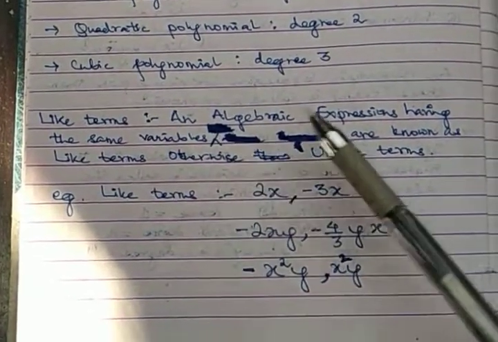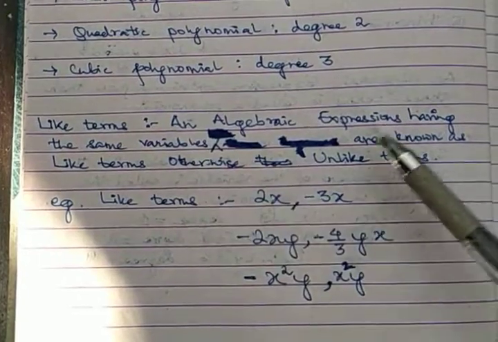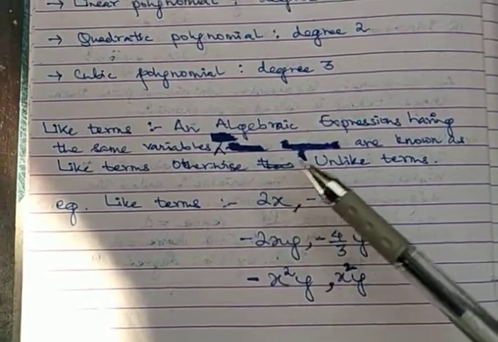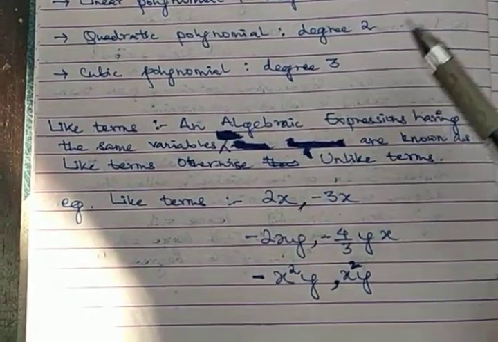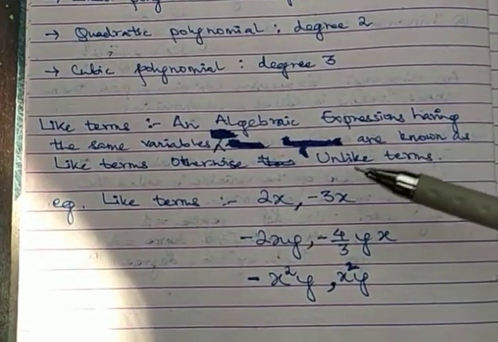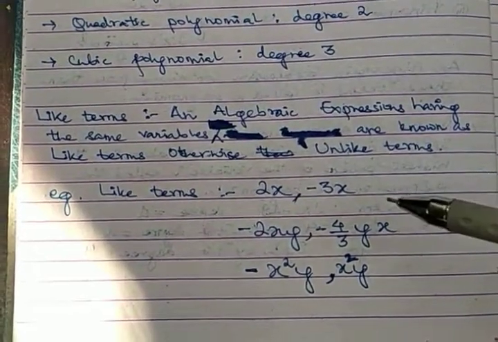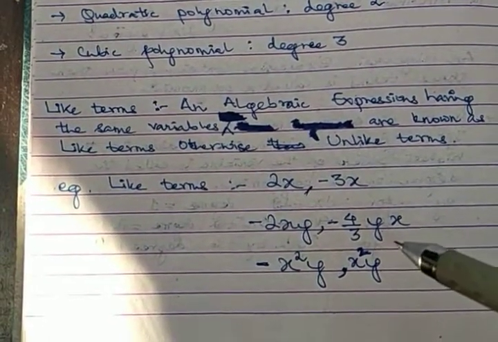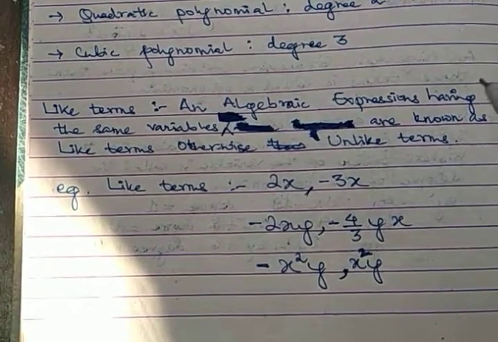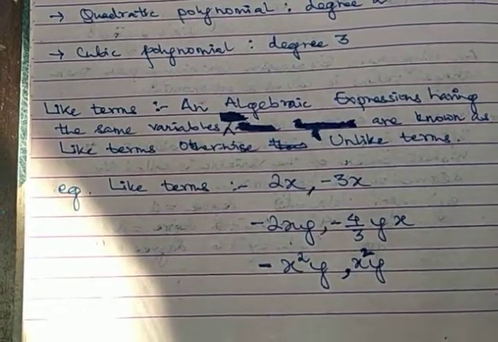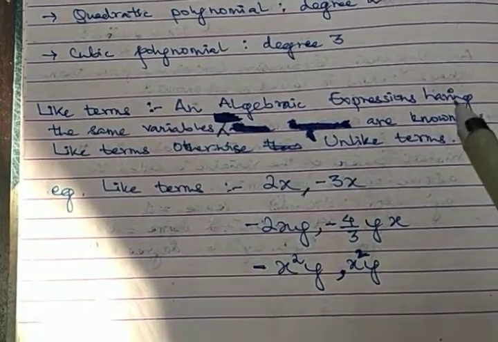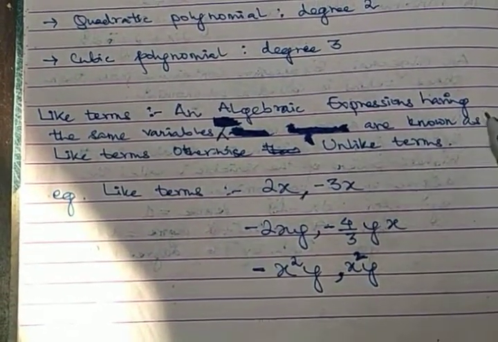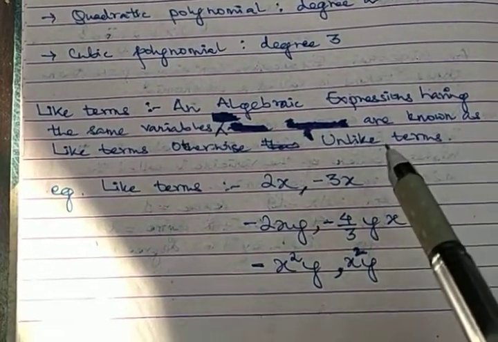Algebraic expressions having the same variables are known as like terms, otherwise they are known as unlike terms. Remember, the variables have to be the same, and the powers of the variables also have to be the same. It cannot be that you have the same variables, everything is the same, and the powers are different. Those will be unlike terms.